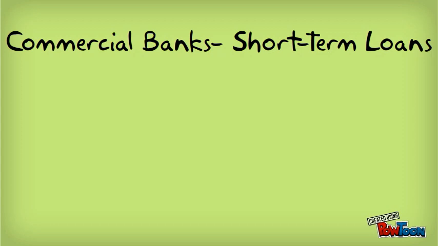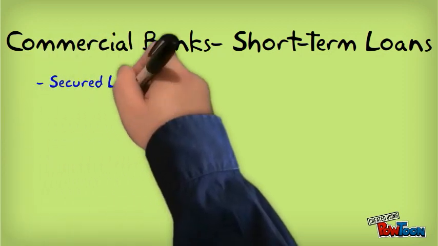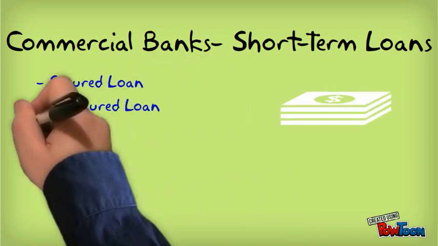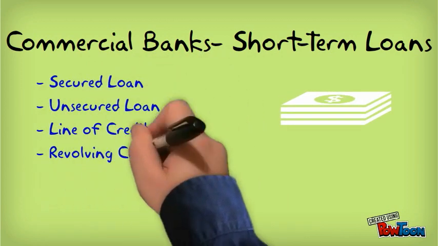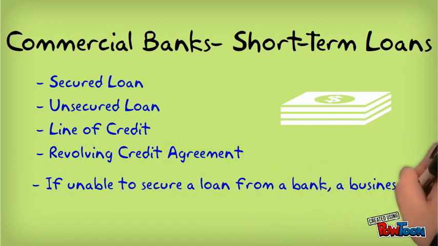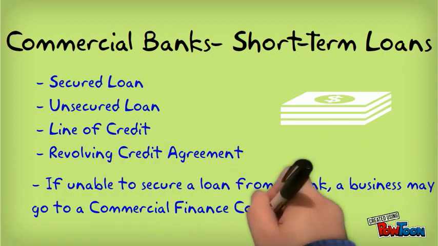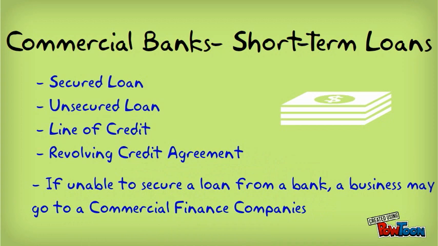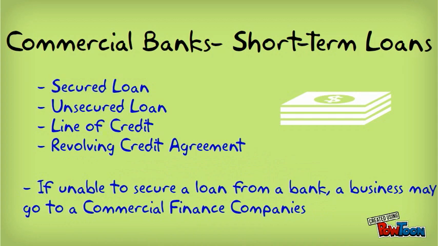Next, we have commercial banks and short-term loans. There's secured loans, unsecured loans, lines of credit, revolving credit agreement. And if you're not able to get a loan from a bank, a business might go to the commercial finance companies. A secured loan simply means that it's backed by collateral, such as a home or some sort of property. If the borrower doesn't pay the loan off, then the lender can take possession of the collateral.